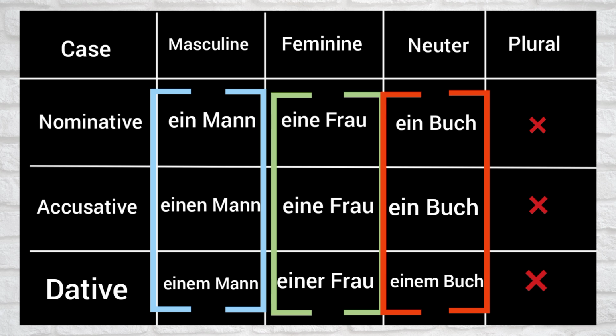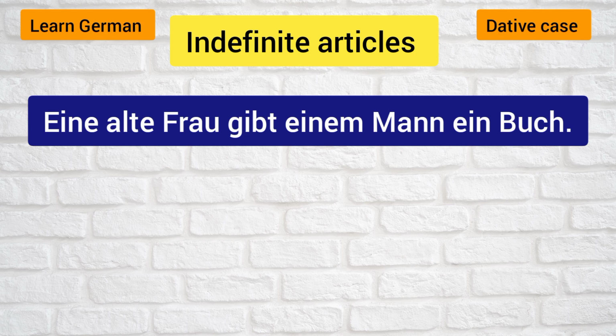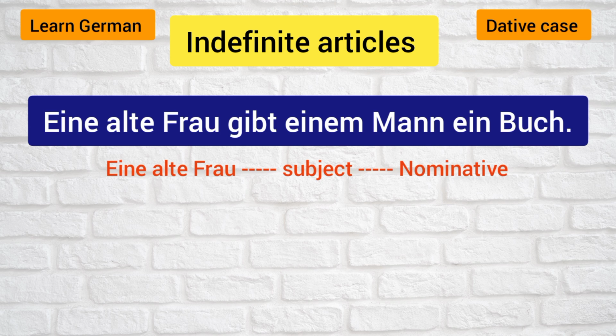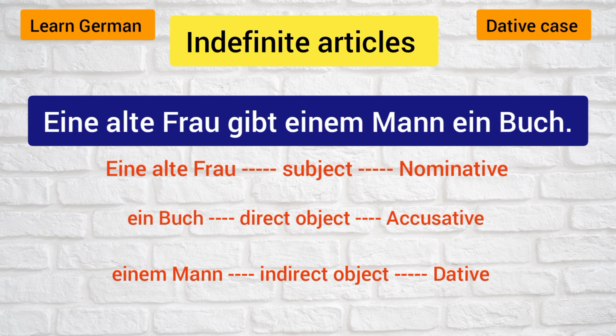Okay, let's understand this with the help of an example. Eine alte Frau gibt einem Mann ein Buch. An old woman gives a man a book. In this sentence, eine alte Frau is in nominative case, ein Buch is in accusative case, and einem Mann is in dative case.